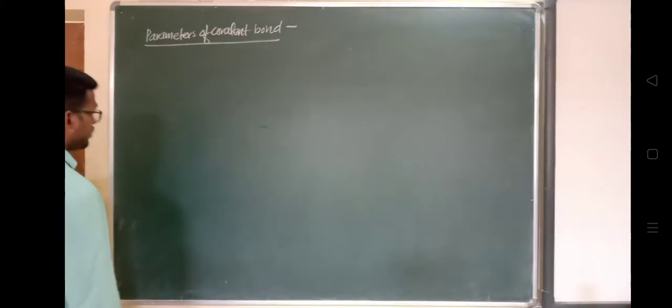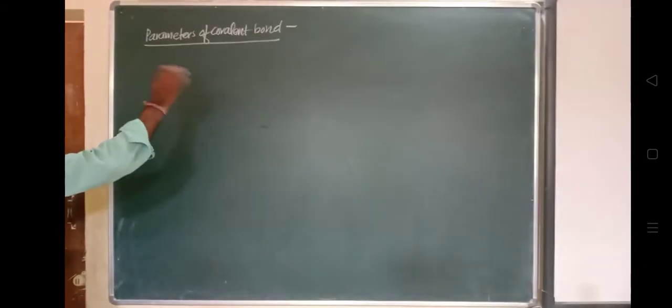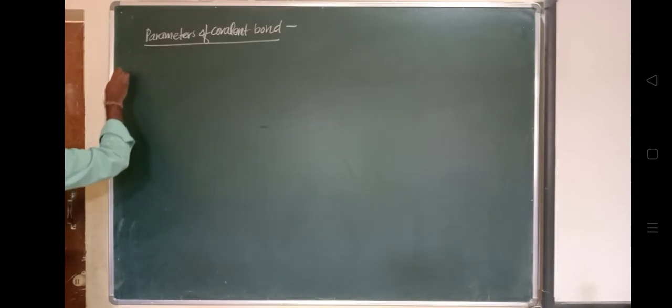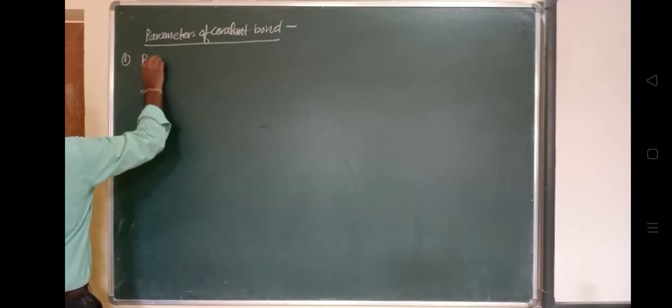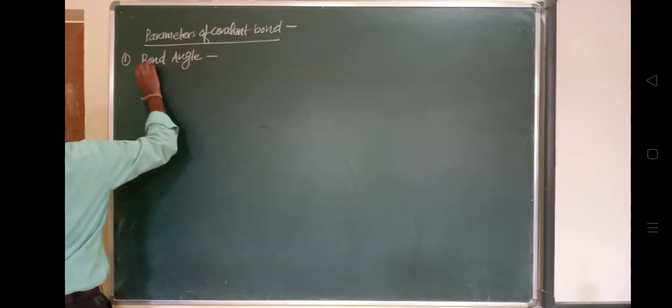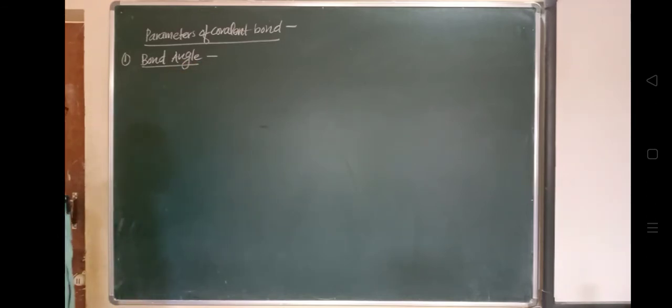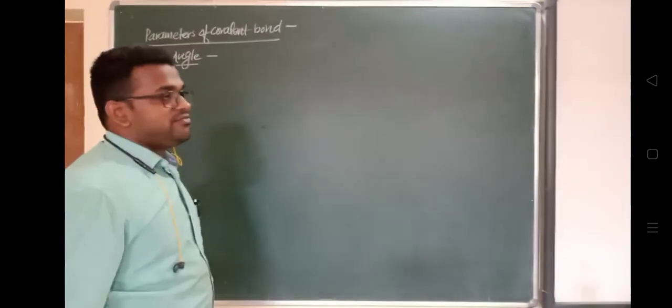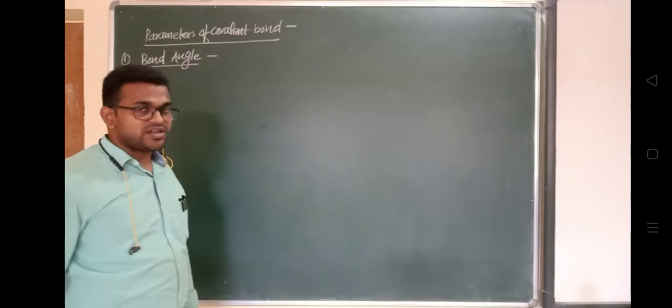So in this category, the very first thing we will see is the bond angle. Now what is this bond angle? We have already written the bond angle for different hybridizations as well. So it gives us the angle that is present between two different atoms.